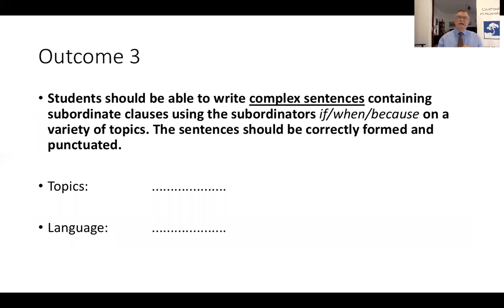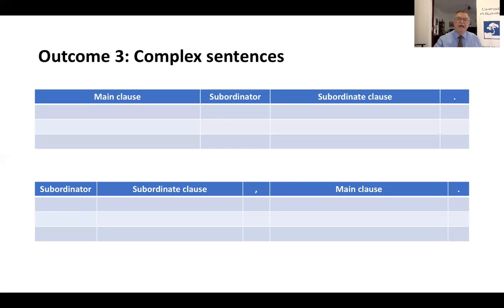Now on to the third outcome, complex sentences containing subordinate clauses. Here I've just introduced the subordinators if, when, and because; these are perhaps the most common and useful of the subordinators. Again, we would add in the topics and the language elements we thought suitable, building on what has gone before. And we've got our tables here to help guide the students, make it very clear. We've got two clauses, a main clause and a subordinate clause with the subordinator in the middle. And of course, we have the option of beginning the sentence with the subordinate clause, which has implications for punctuation.